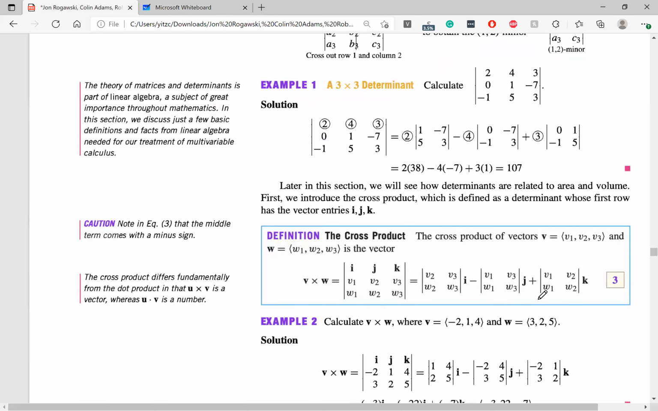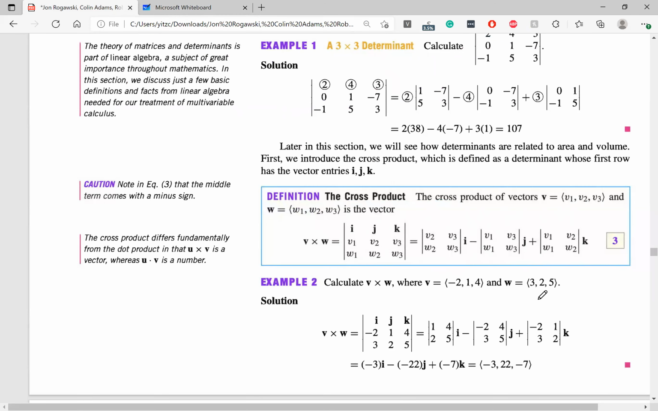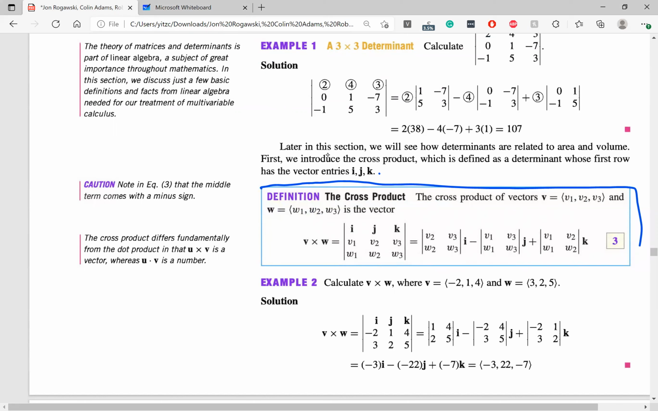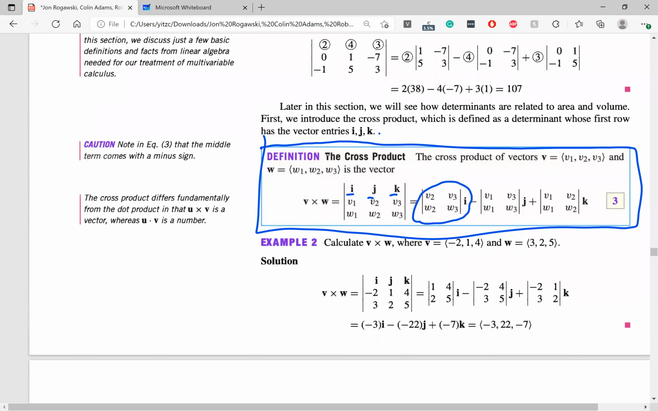Okay, so here's the formula we just saw. All you really need to know is how to do the two-dimensional determinants, and then how to do this trick with I, J, and K, and now you can take a cross product. So they give you the following example.